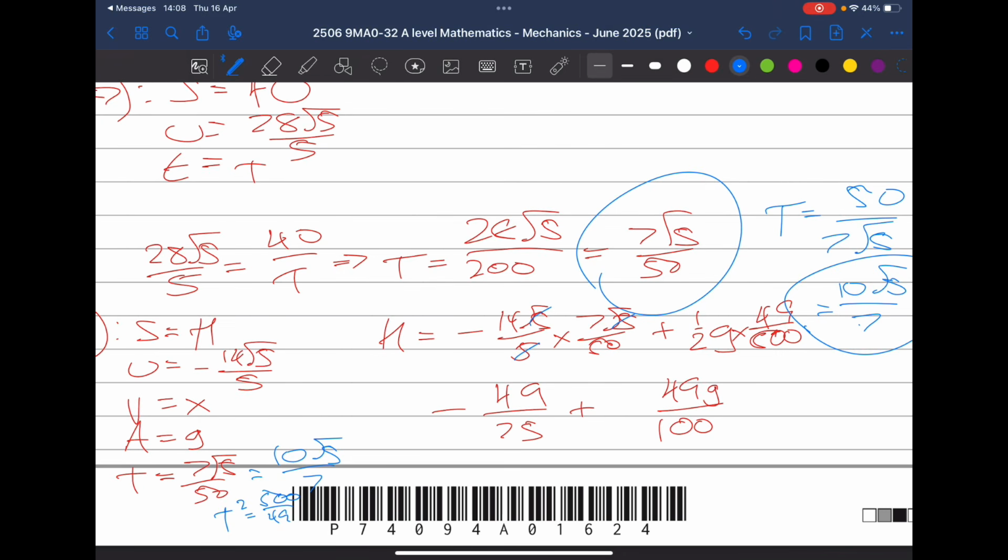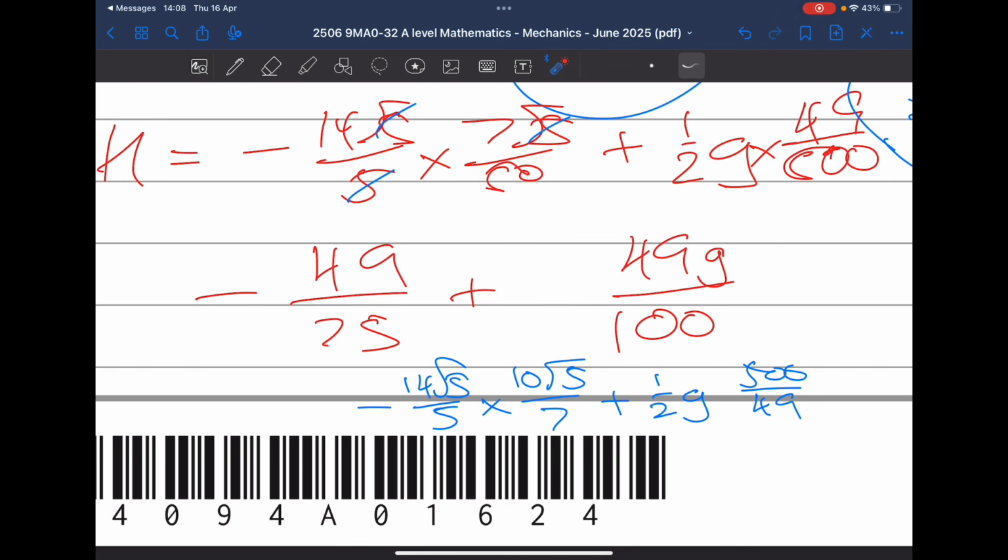We can go through and sub it all into here again. So it was u times t: minus 14 root 5 on 5 times by t, our 10 root 5 on 7. And then we need to take away a half of g, so add on a half of g times by the t squared, so times by the 500 over 49. If we look over here, what's going to happen? Similar things to last time. Our 5, root 5, and a 5 can all go. You've got 140 on 7, so that's minus 20.